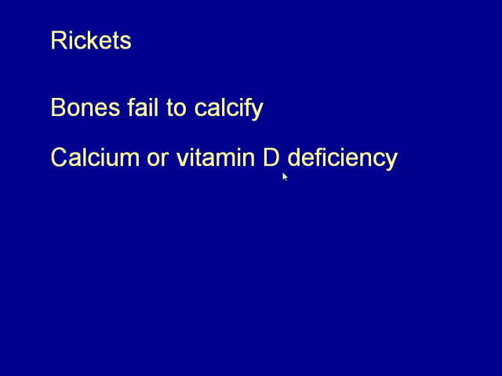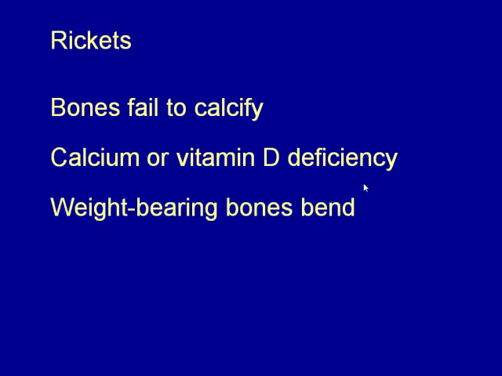Now, the problem would be when these children started to walk, the bones would not be stiff enough, and so they would start to bend a little bit. So one of the features of rickets would be bowed legs.